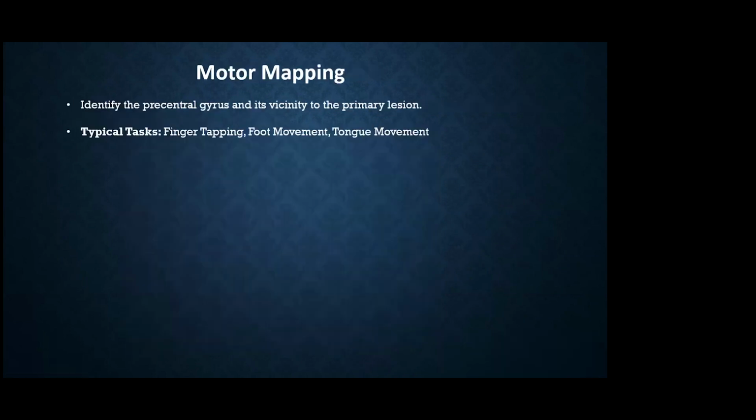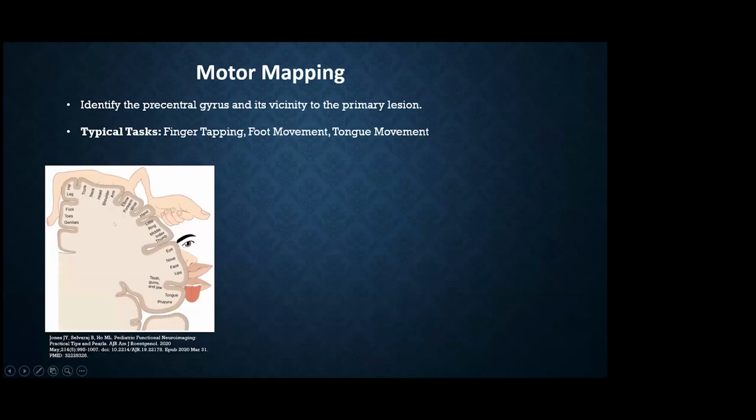So I'm going to go through each of the types of functional tasks that we perform clinically and what we're interested in. The main one that we do most often is motor mapping. The idea is to identify the precentral gyrus and its vicinity to a primary lesion. Typical tasks that we perform are finger tapping, foot movement, tongue movement.